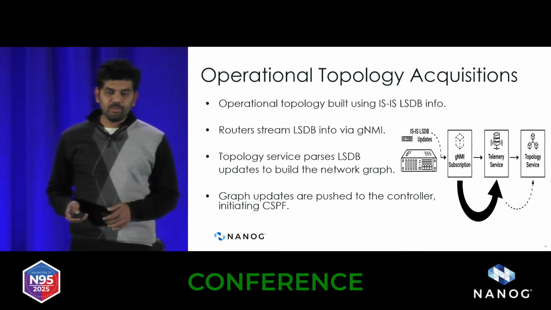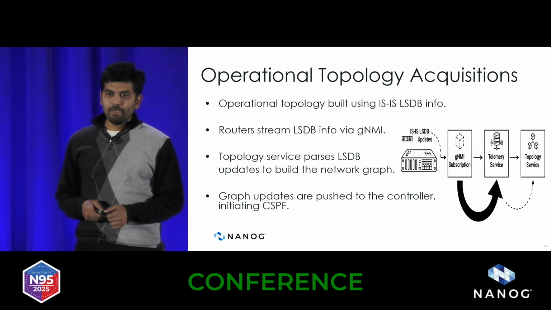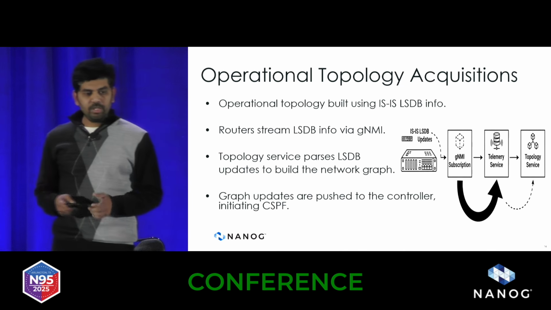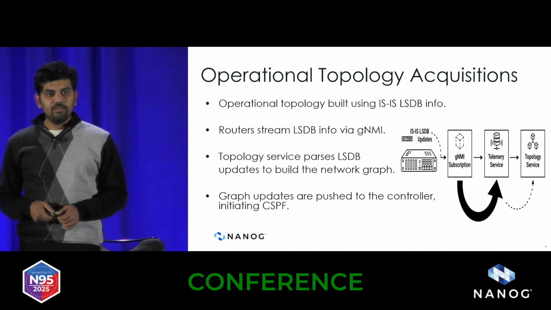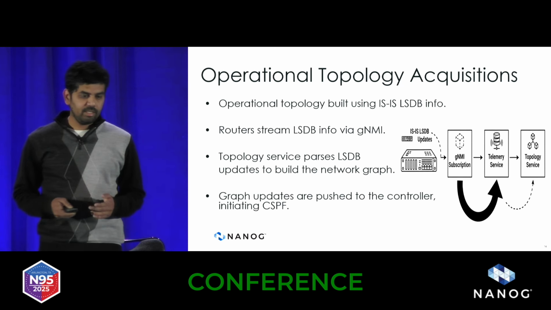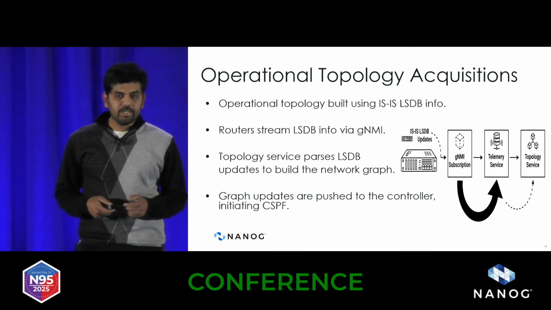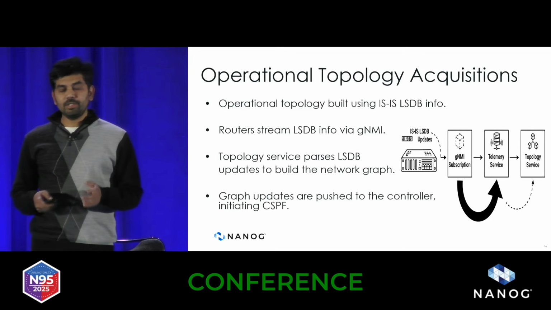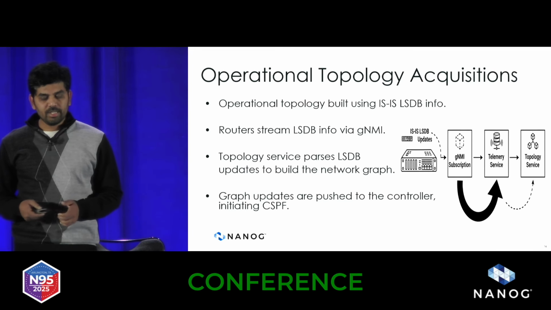The next key input is operational topology. As Prashant said, we use ISIS with a single domain configuration in our backbone. We naturally subscribe via gNMI to this LSDB info.